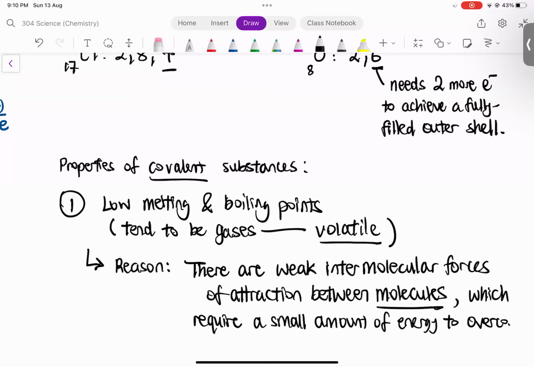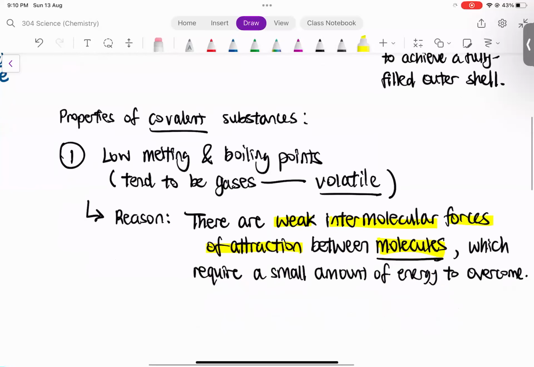So this is the exact opposite of ionic compounds. Ionic compounds have strong electrostatic forces of attraction between ions, which need a lot of energy to overcome. Covalent substances have weak intermolecular forces of attraction between molecules, which only require a small amount of energy to overcome. So this is the exact opposite of the ionic compound.